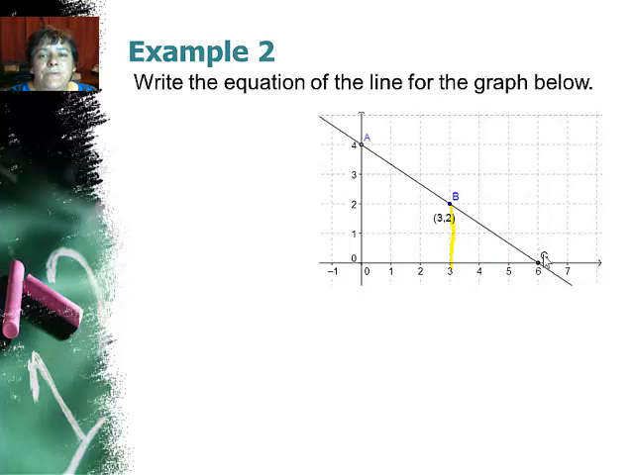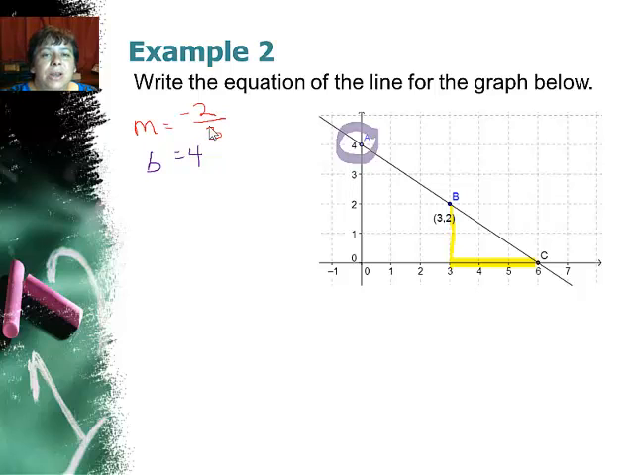Using B to C, you can see that the rise is -2, and the run is +3. We always go left to right on the run. So the slope is -2 over 3, rise over run. Then I'm going to use the y-intercept. See how it crosses the y-axis here where y is 4? That tells me that b is 4.